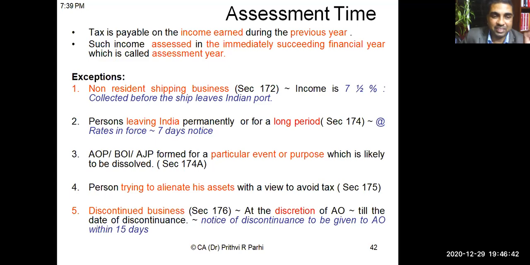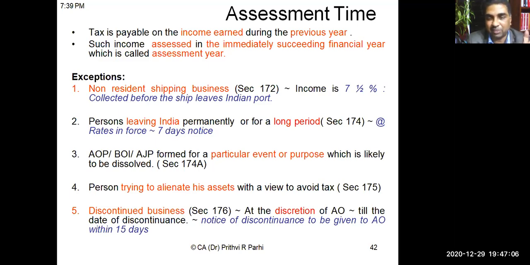Point 5 is about discontinued business, and this is a discretionary power of the assessing officer. All these 4 cases I told you, mandatorily the assessment has to be completed, but this is a discretionary power, meaning the ITO or income tax officer may decide to assess it in the same year or may decide to postpone it for the assessment year. So point 5 is a discretionary power.